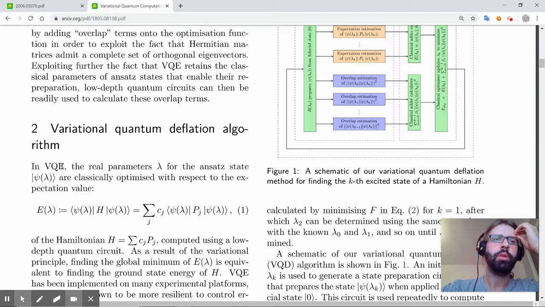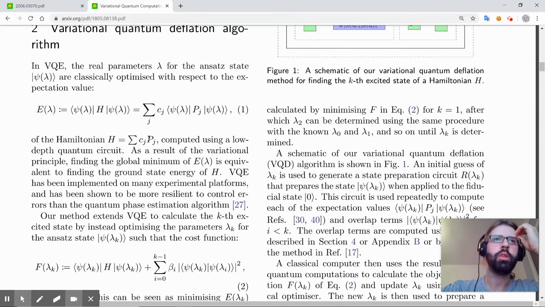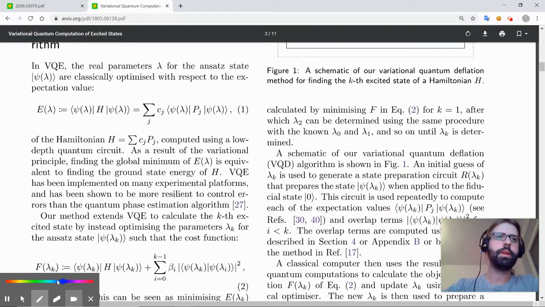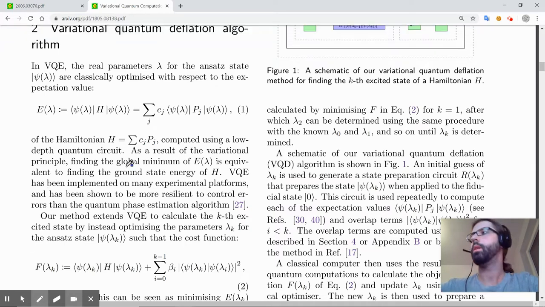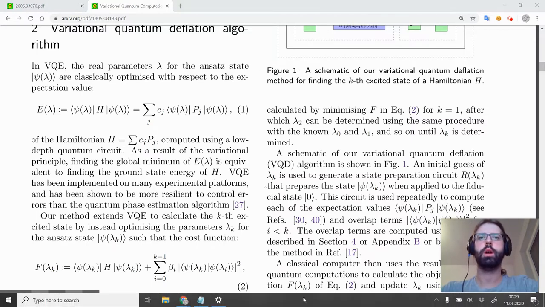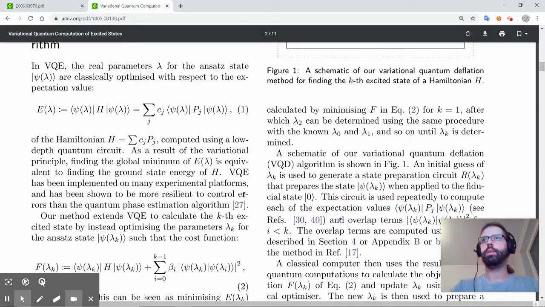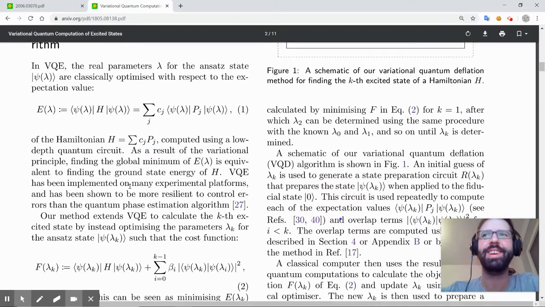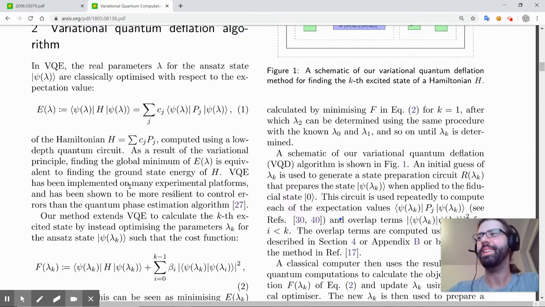So in VQE, the real parameters lambda for the ansatz state are classically optimized with respect to the expectation value of this Hamiltonian, which is decomposed by using these. Okay, now it's not working. Come on, it's not working at all. I hate that my pen doesn't work. I mean, I spent 20 years on this, so it's not a big deal.